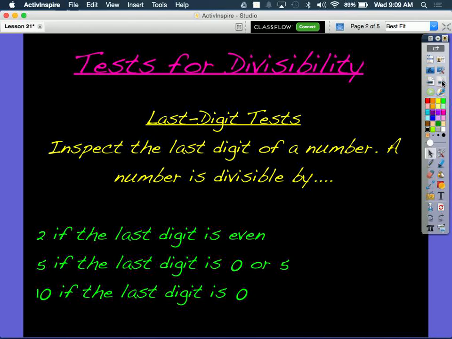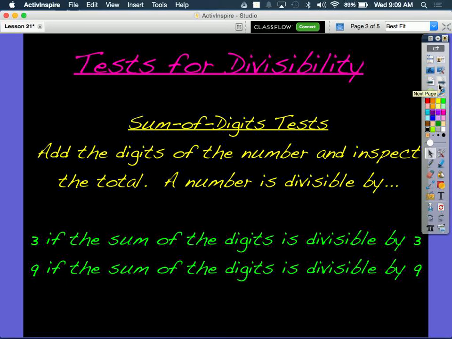Okay? If the last digit is 0 or 5, we know that it's divisible by 5. If the last digit is 0, we know that it's divisible by 10.